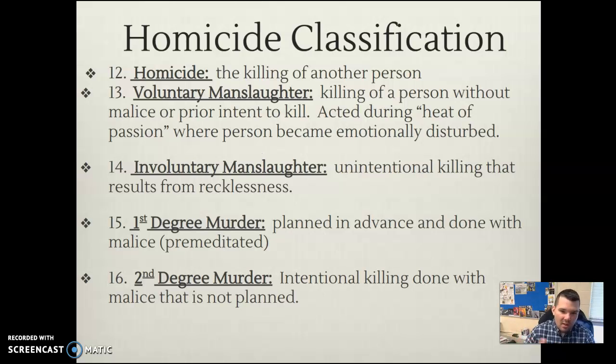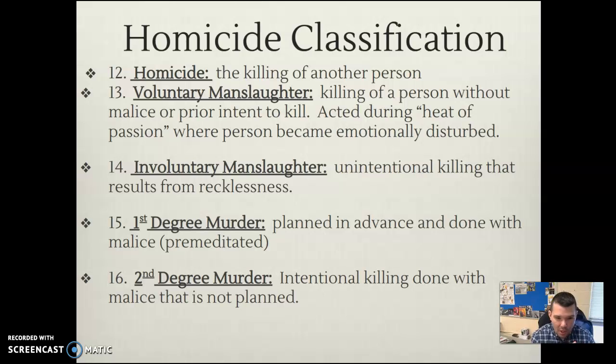Now, involuntary manslaughter is an unintentional killing that results from recklessness. So again, you didn't intend to kill anybody. That wasn't your intention. It was an accident. Again, accidents, you're still responsible. So again, this could also be maybe driving recklessly. Could also fall into that category as well.